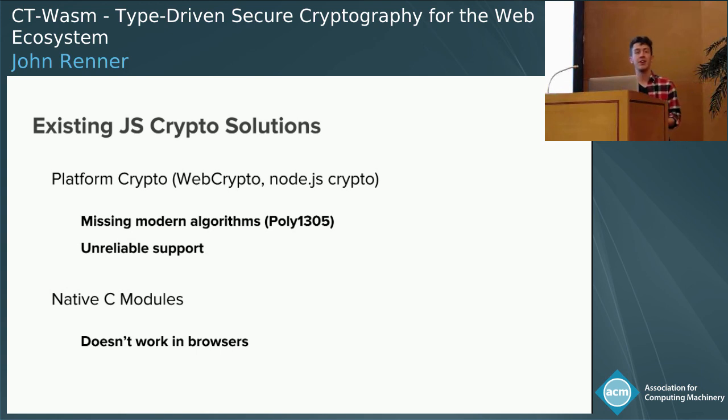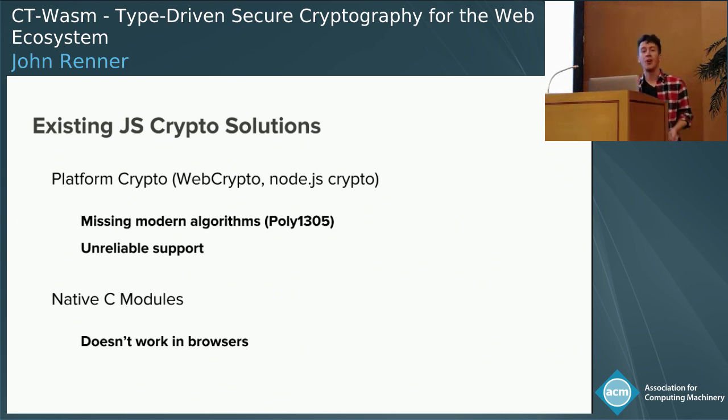And not only are they different, they're missing key modern crypto algorithms. And so if you want that algorithm, you have to ship your own code. On Node, we can do this with C modules that we link against. But again, this won't work on the client side. And developers often just opt for the library that works everywhere. Or if they're on the client side, they're kind of trapped.